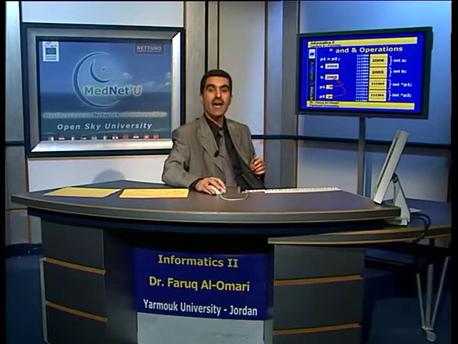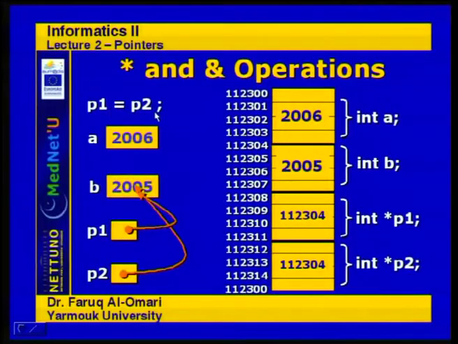I can say something like P1 equals P2. That means I don't want P1 to point anymore to this location. I don't want P1 to point to A, but rather I want it to point to B now. That's fine. In that case, this location, this variable b with whatever data in it, can be referred to now using either pointer 2 or pointer 1, p2 or p1. So these two variables now, p1 and p2, are actually pointing to the same location.